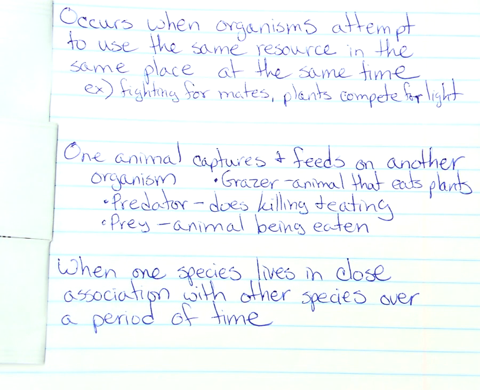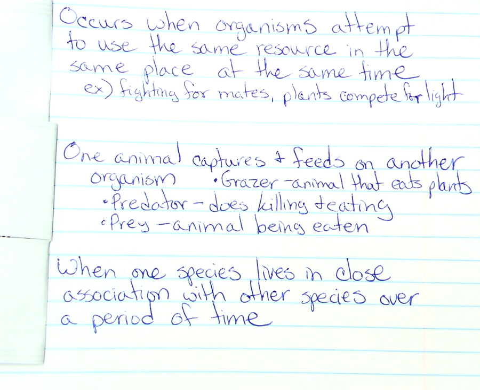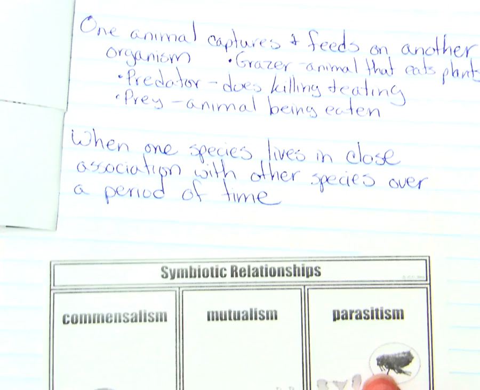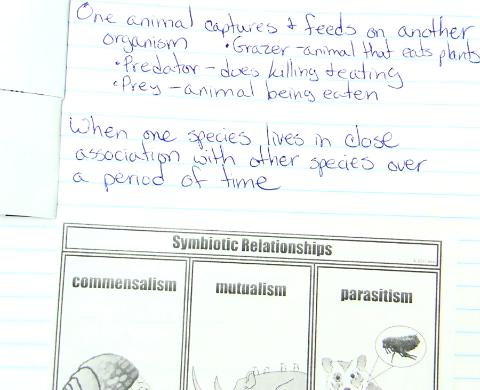Symbiosis is when one species lives in close association with another species, so we have completely different organisms here, over a period of time. So up here with predation, they were together for a while, but not very long. With symbiosis, they're going to live together. And the next thing we're going to need to glue down, we're going to look at our types of symbiotic relationships.